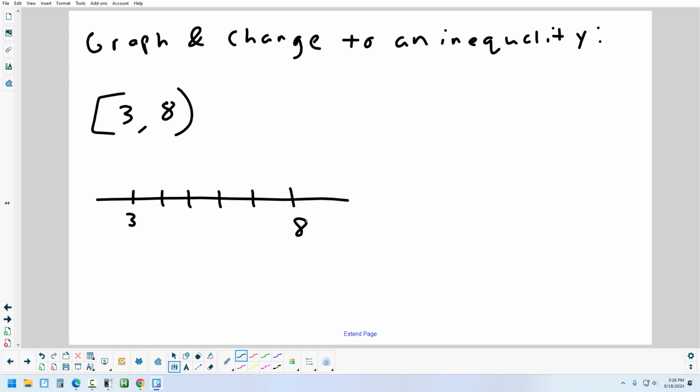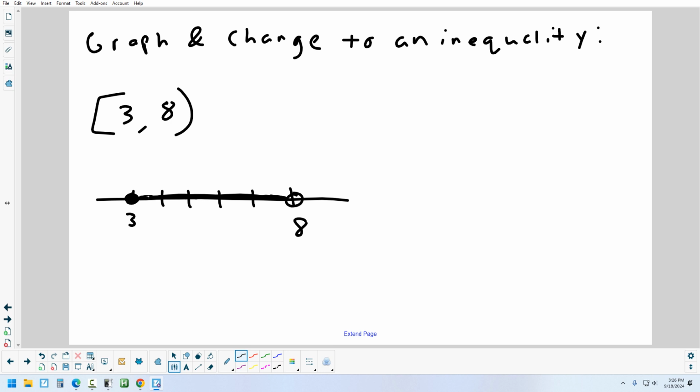You need a full circle, like a closed. Yep, so you got the filled in circle. What kind of circle would you need on the 8? Yep, open. And where would you shade? Right, in between. So generally when you have a bounded interval, that's a conjunction, and you shade between.